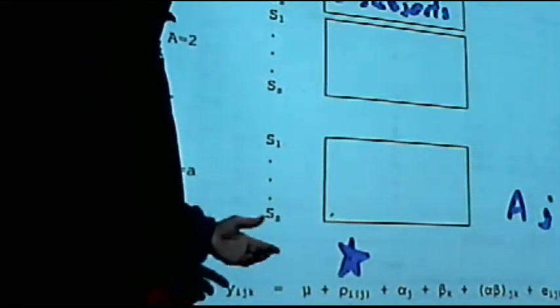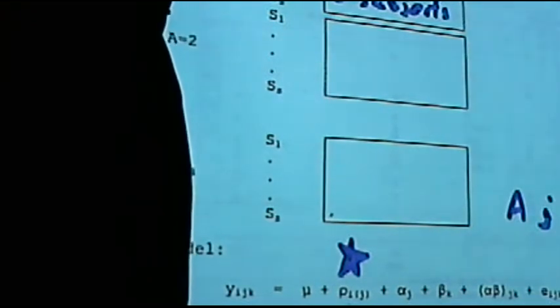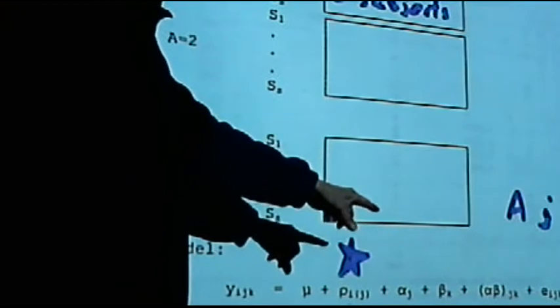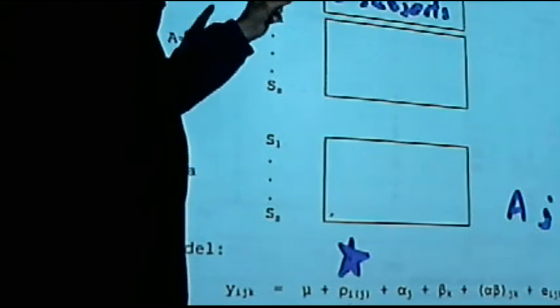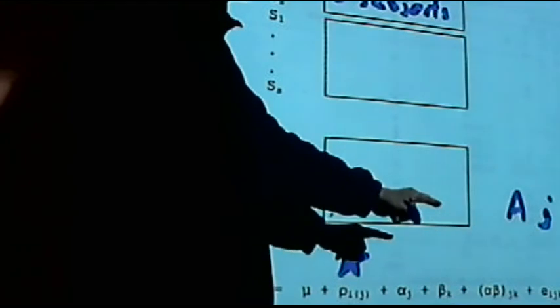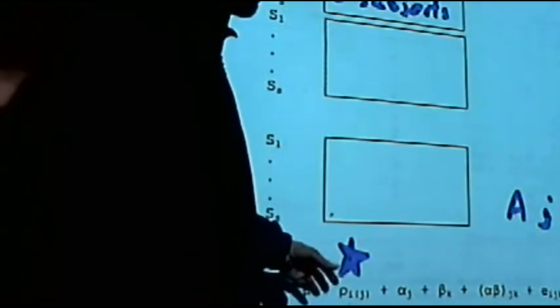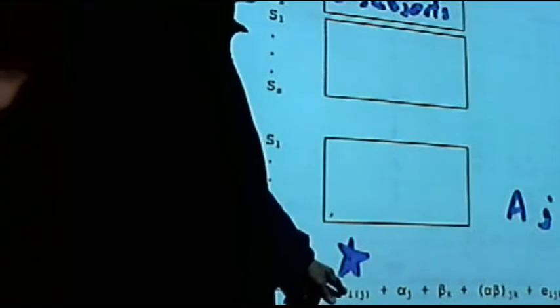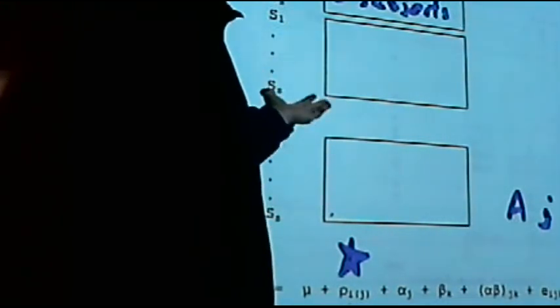Then we have an A effect, alpha J, for differing A effects. Then we have a B effect, beta K, and then we're going to allow interaction between A and B with an interaction term, alpha beta JK. So these are the terms that we want in our model. And the thing that's different to notice is this nested term right here. And this kind of layout has subjects nested in factor A. Subjects are not nested in the other factor B.